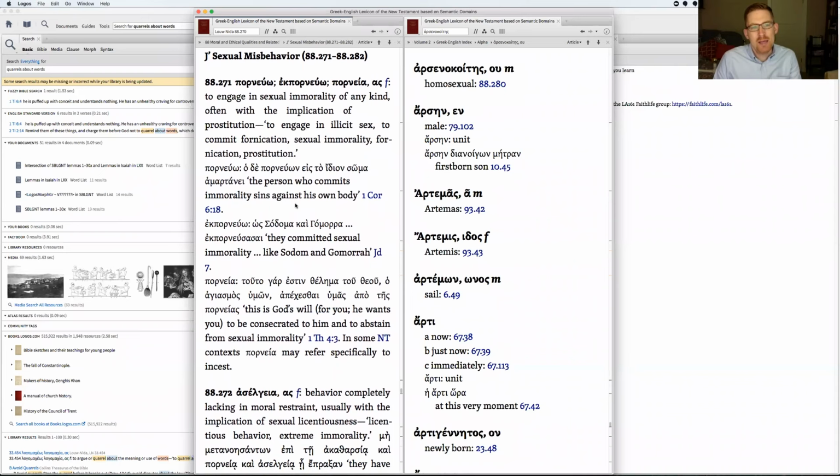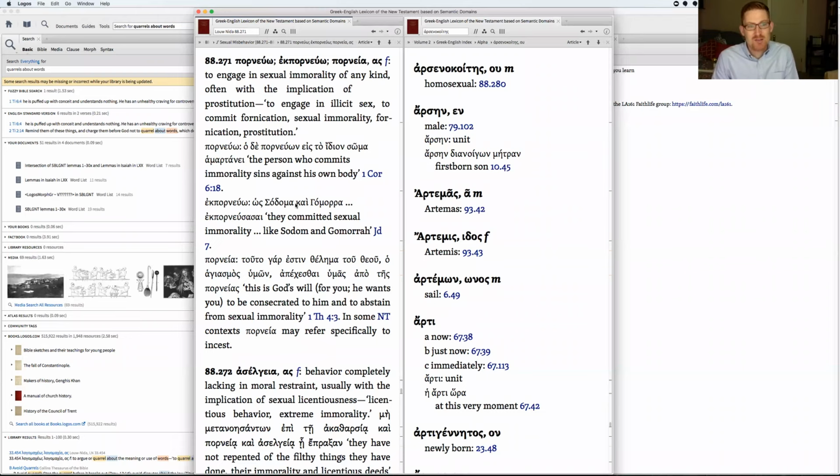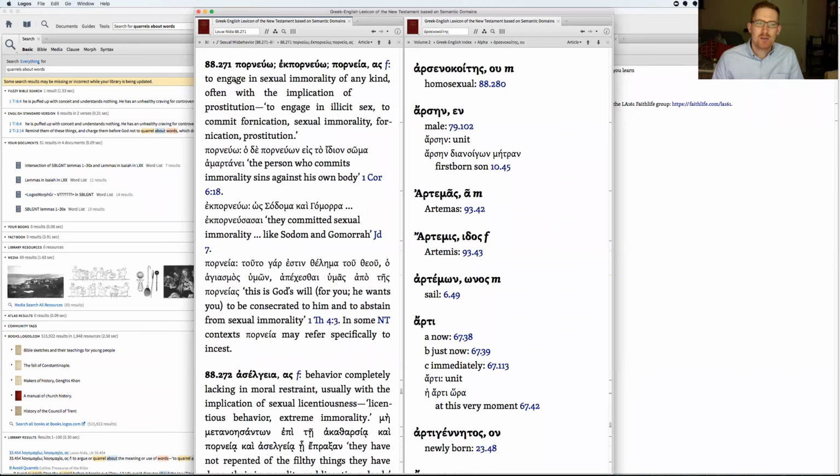Why is this significant? This is very significant because words work not only on their own, but in contradistinction to and in overlapping relationship with synonyms. So one of the ways we know what arsenokoitēs means is that Paul will use it in contexts in which other words like porneia and aselgeia are used. And people don't usually use words that mean exactly the same thing right next to each other unless they do it for some kind of rhetorical effect that they will signal in other ways.